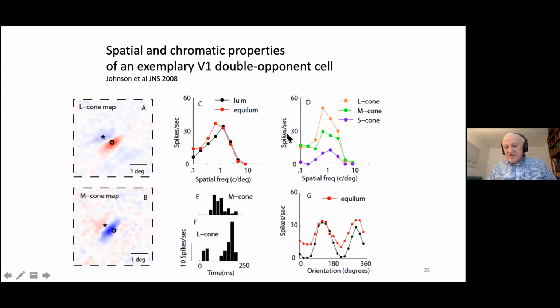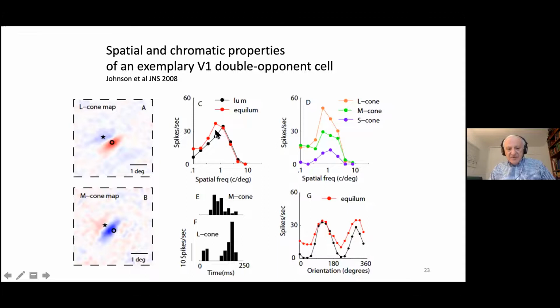And by looking at the cone inputs, we could see that the cone inputs were tuned the way the pure color stimuli were tuned. So these were different from the LGN input. They had a different spatial organization for cone isolating stimuli and for the response to pure color stimuli. So they were spatially tuned for color.